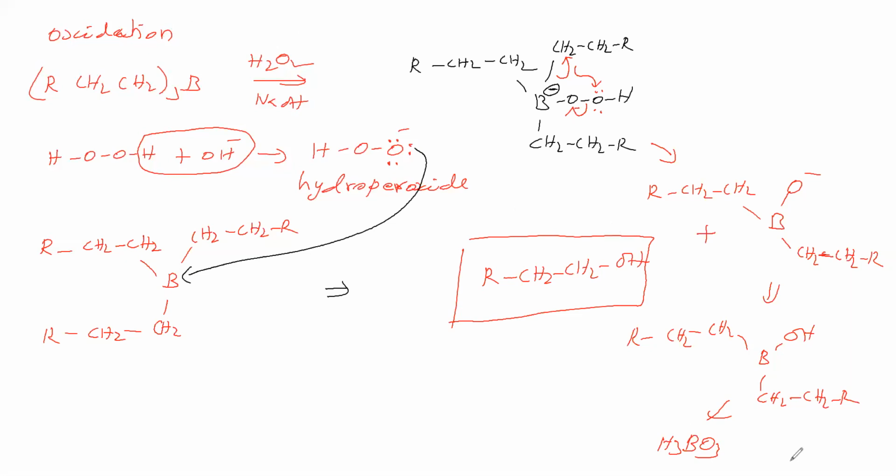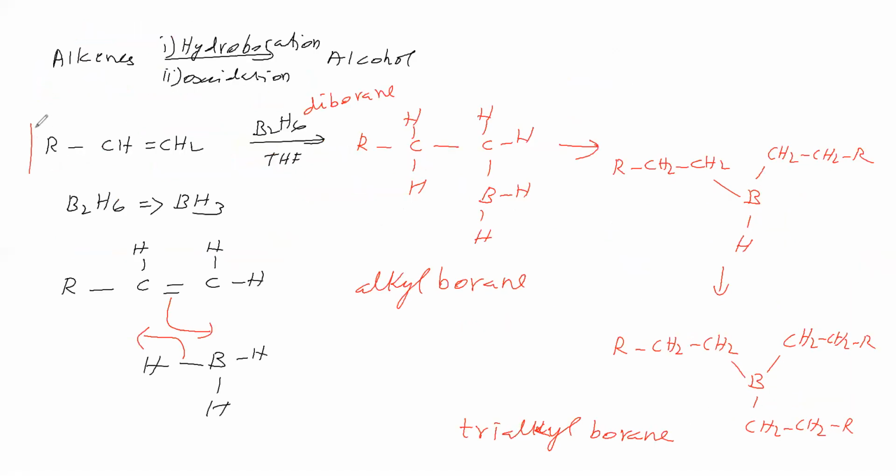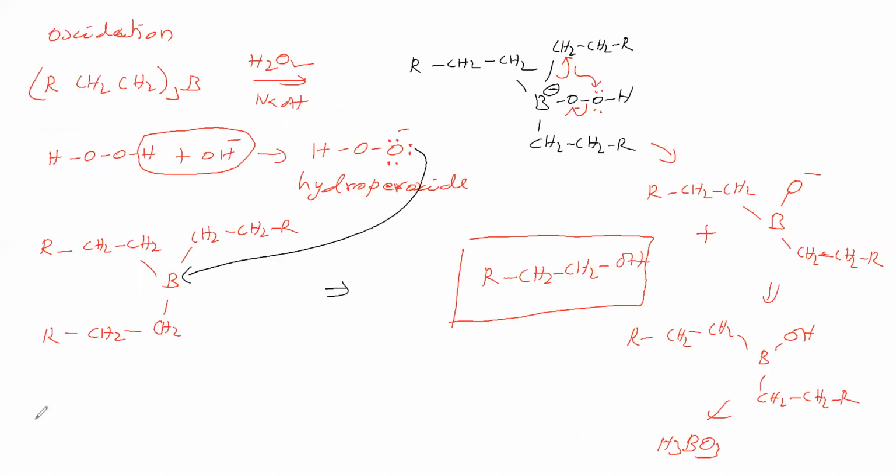So here, what is the reactant? The reactant is this alkene, RCH double bond CH2. What is the product? RCH2CH2OH. To this carbon, hydrogen is added; to this carbon, OH is added. This is called the anti-Markovnikov product. Therefore, hydroboration oxidation gives the anti-Markovnikov product.